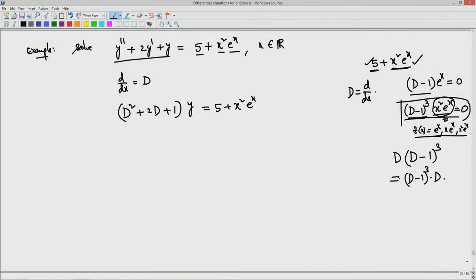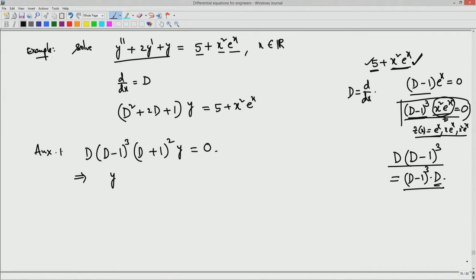This is actually the same. You apply this first, that makes the 5 zero, and on that you are operating with (D minus 1) cube on 0, which is anyway 0. So either way, both are the same and annihilate the right hand side. So, you apply it to both sides: D into (D minus 1) cube into (D square plus 2D plus 1, which is (D plus 1) whole square) on y equals 0. So, what is the solution? If we call this the auxiliary equation, this is called the auxiliary differential equation.